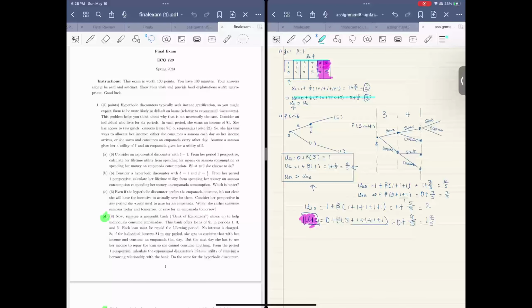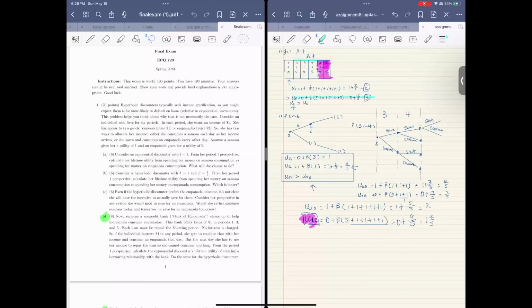Okay, any questions on C? Am I talking too fast, or am I explaining this clearly? Yeah, it makes sense. Okay.